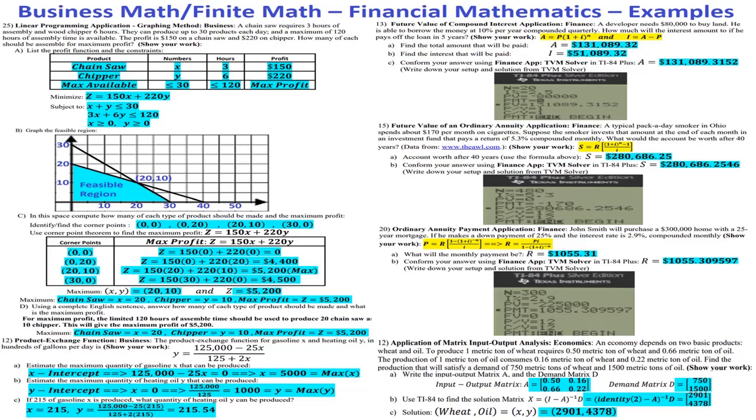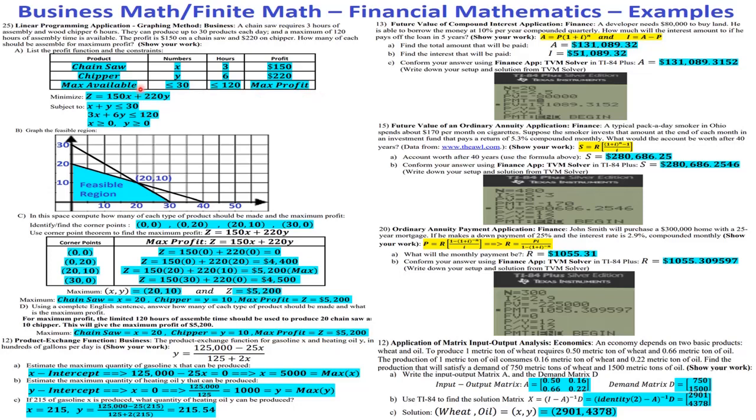Okay, then I have here business math, financial mathematics examples. So this is linear programming using the graphic method. You have two kinds of product, chainsaw and chipper. The chainsaw is x, the chipper is y. Then the hours are 3 and 6. The profit for the chainsaw is 150 and for the chipper is 220. Then we are trying to maximize this profit.